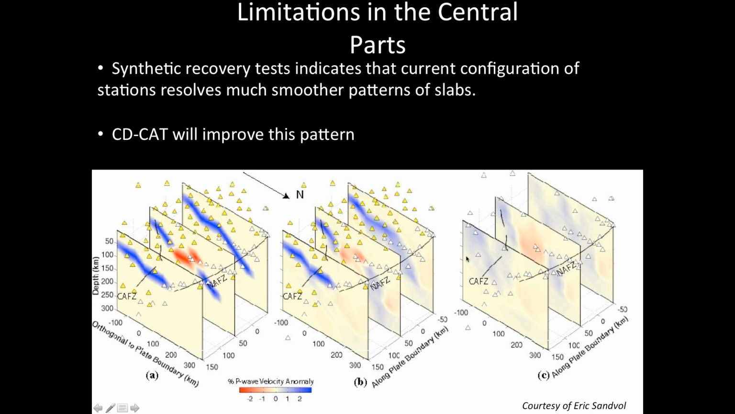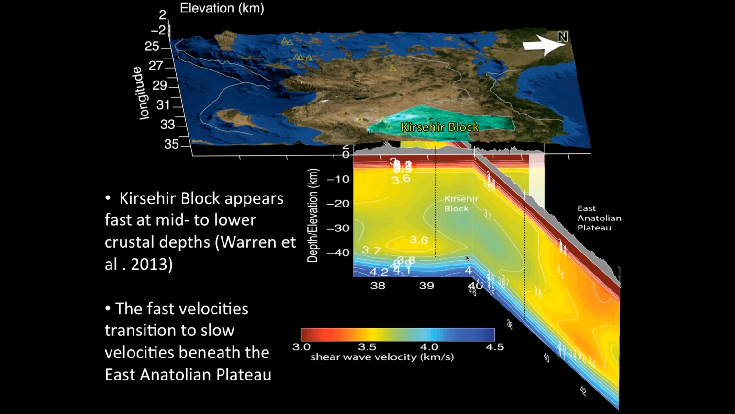So what I'm showing you here is a synthetic test with and without the presence of this array. In this case, these triangles show the earlier layout of stations. And you can see that if we input a synthetic pattern like this of slabs and slows, we retrieve it like this, which is more smeared and poorly resolved. But we believe with the addition of this Central Anatolian tectonics deployment, we will be improving the resolution in the central parts and beneath Central Anatolia.